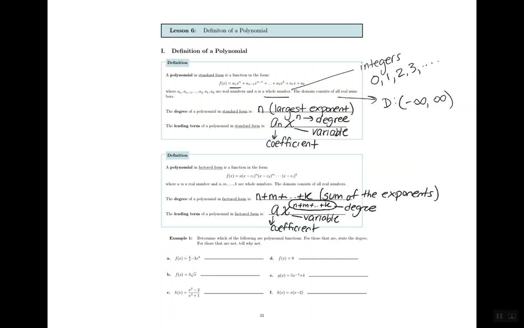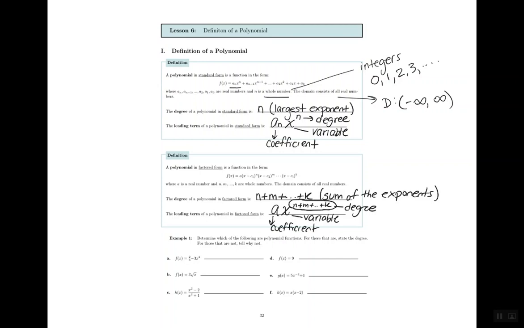So let's look at part A. Part A gives us f of x equals 2/3 minus 3x to the 4th. If this was to represent a polynomial, it would be a polynomial in standard form. We have individual terms being added or subtracted from one another. So let's check out each one of those terms.